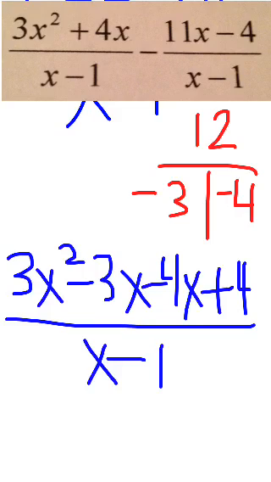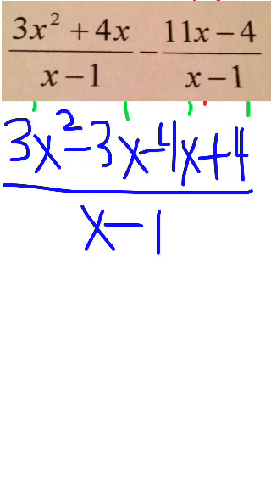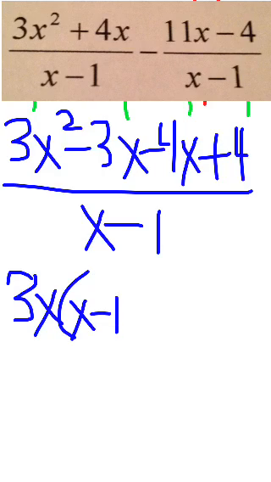Now, the numerator can be factored by grouping. So you will group the first two terms and the last two terms and take out their respective GCF, or greatest common factor. So the first two terms have a 3x in common. So we'll take out a 3x. And what's left in parentheses is x minus 1.